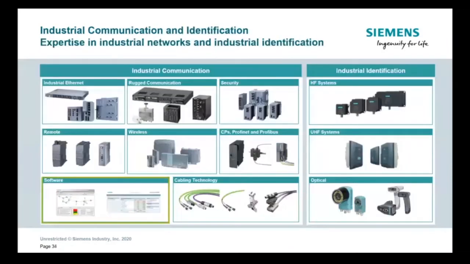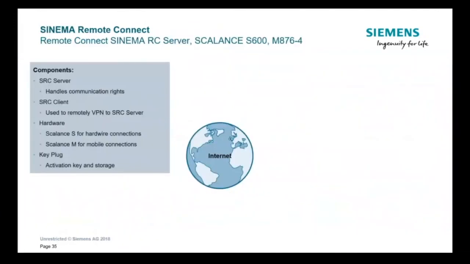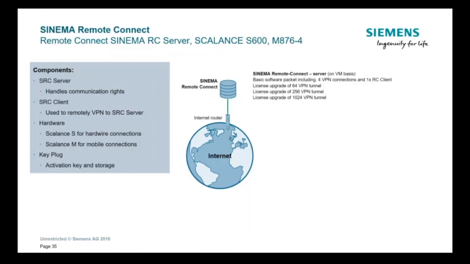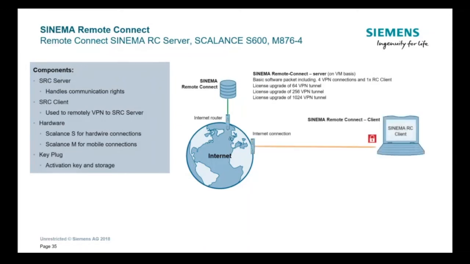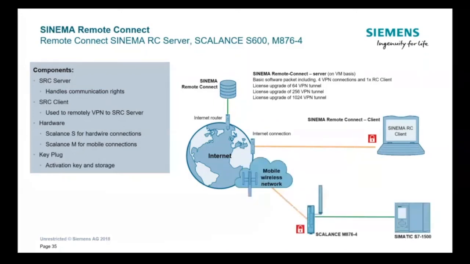And lastly, we talk about software. So anyone that is interested in Cinema RC, that is our remote connect type devices. Our remote connect type devices would be the SCALANCE S on one side. So what this will allow you to do is, Cinema RC is a rendezvous server that manages the connection points between an SRC client that might be installed directly on your computer down to either a cell modem or the SCALANCE S-600 devices as well.